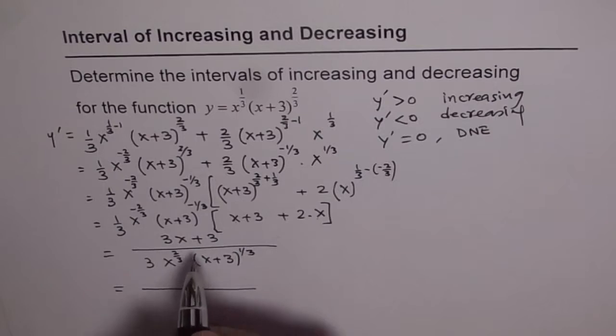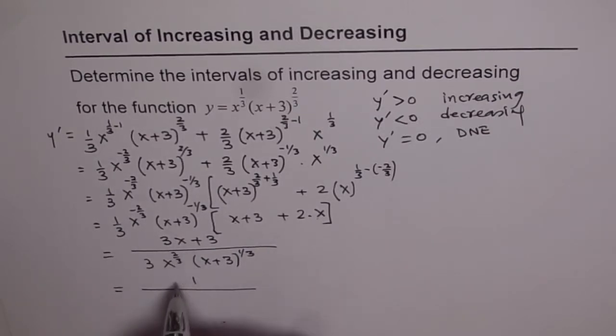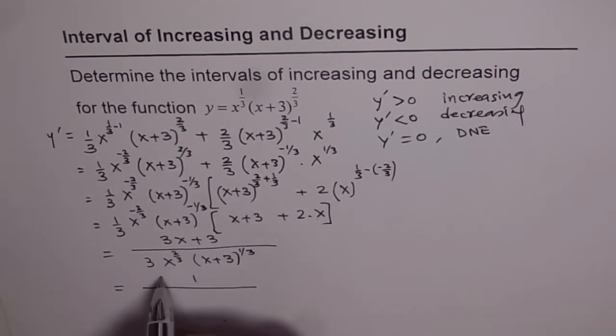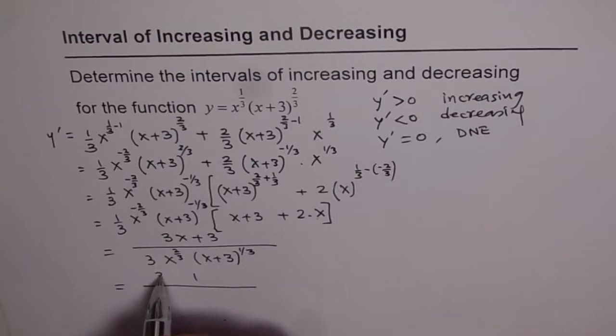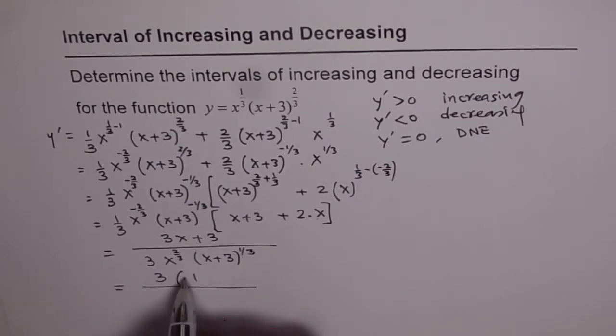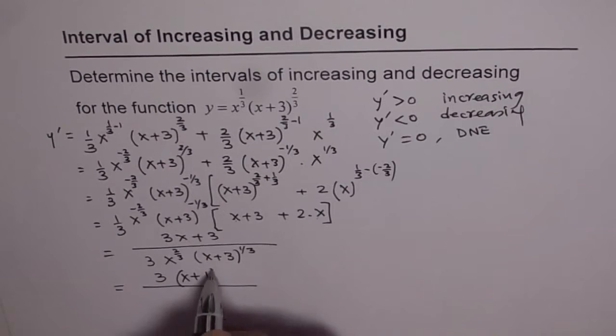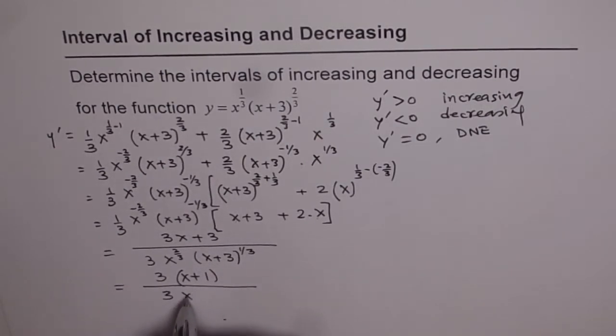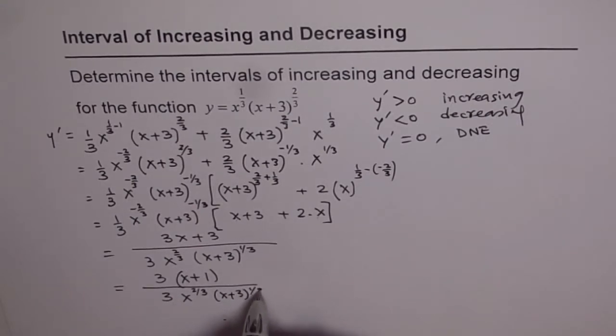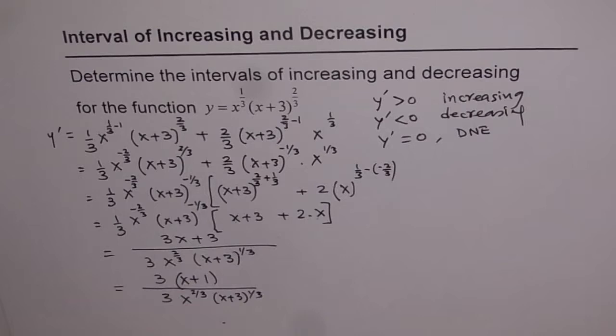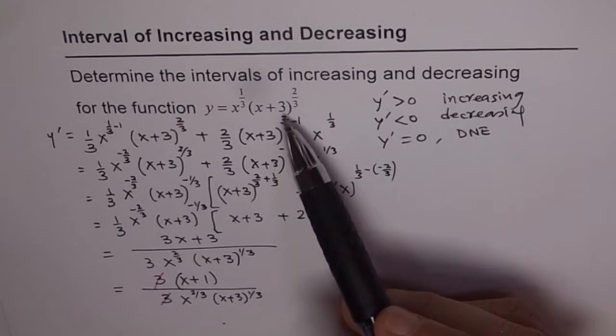Let me factor 3 first. So 3, and then I'll write x plus 1, and then I'll cancel. So we have 3 here, and x to the power of 2 over 3, and here I have x plus 3 to the power of 1 over 3, right? And now at this stage, I'll cancel 3 and 3, okay? So the numerator has x plus 1. So that is the simplified form of the derivative of this.